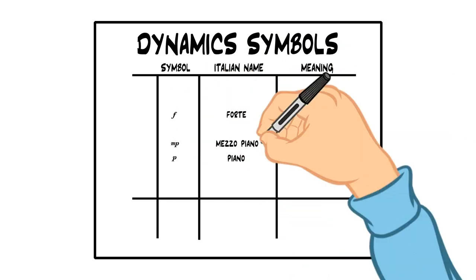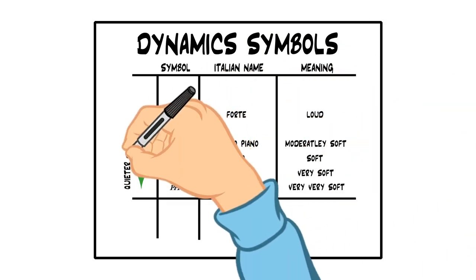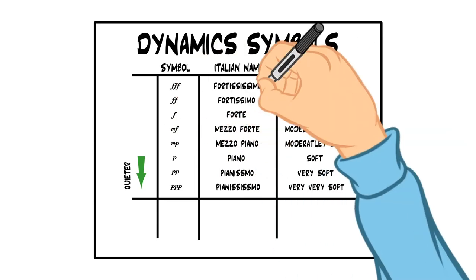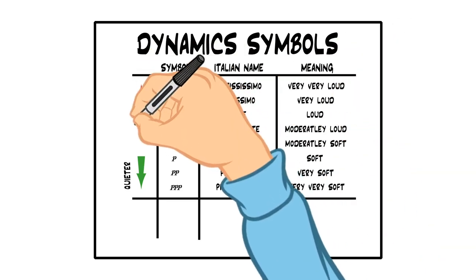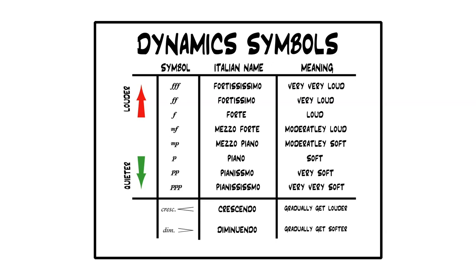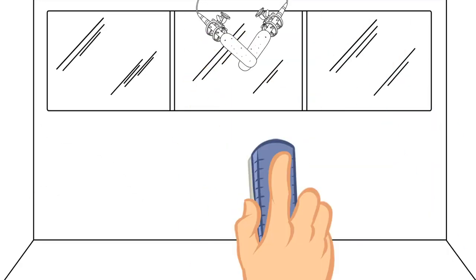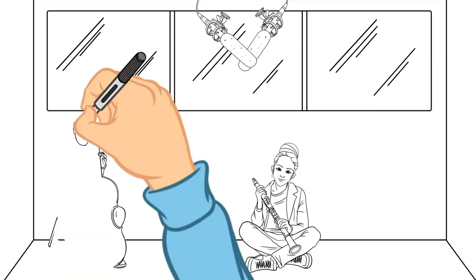But that doesn't mean that we just jump between these different volumes. We can gradually get louder, which we would call a crescendo, or we can gradually get quieter, which we'd call a diminuendo. It's all very expressive stuff. That's why being aware of how to use dynamics is such a powerful tool for composers and musicians alike.